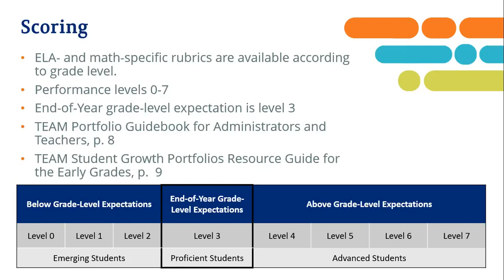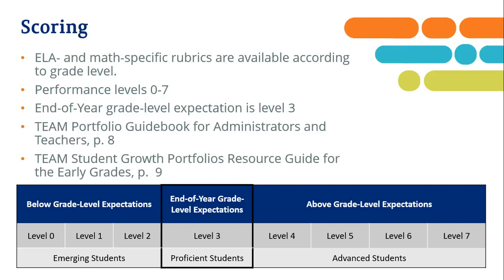All early grade rubrics have performance levels 0 through 7. Levels 0, 1, and 2 demonstrate work below grade level expectations. Level 3 shows work at grade level expectations, and levels 4, 5, 6, and 7 show work above grade level expectations. More specifically, level 0 represents student work that does not demonstrate any competencies of the standard, which allows teachers that grow students from a level 0 to a 3 to receive the maximum benefit in scoring.